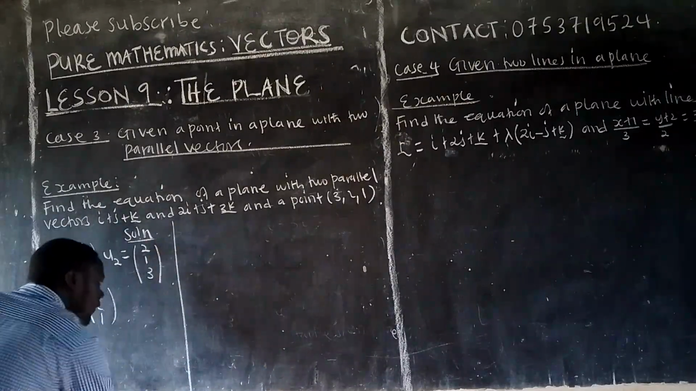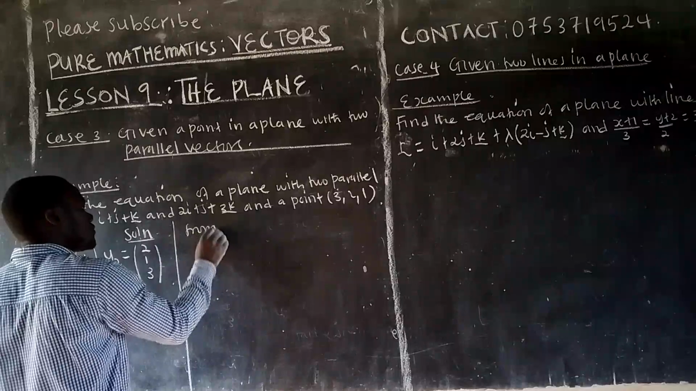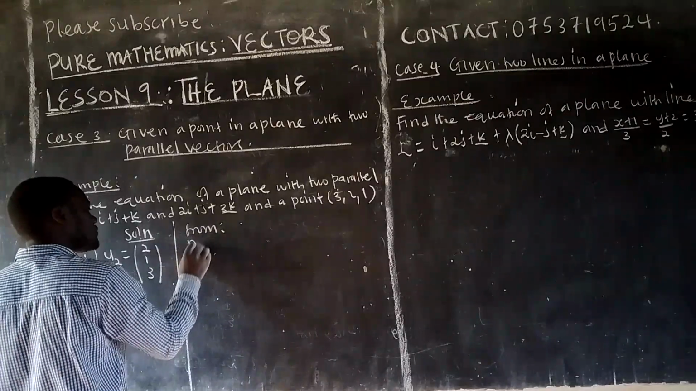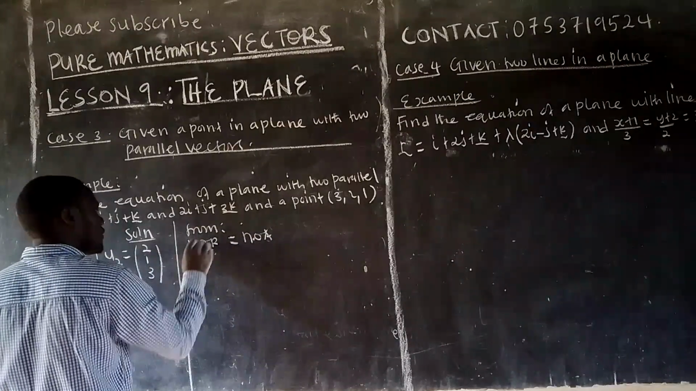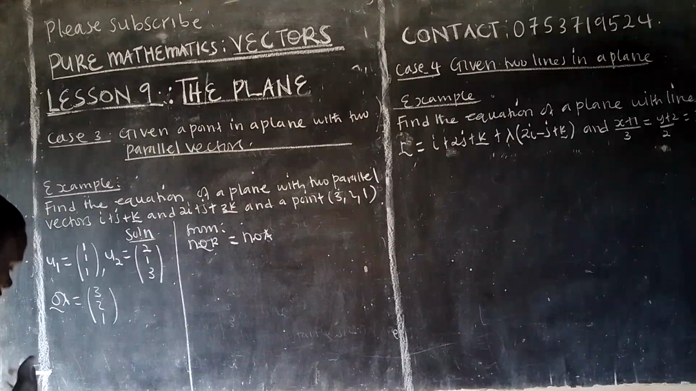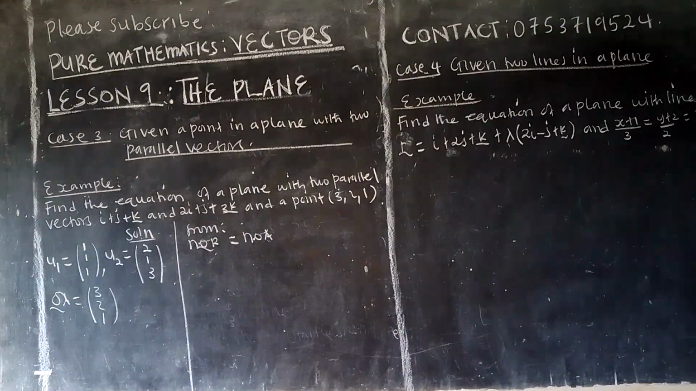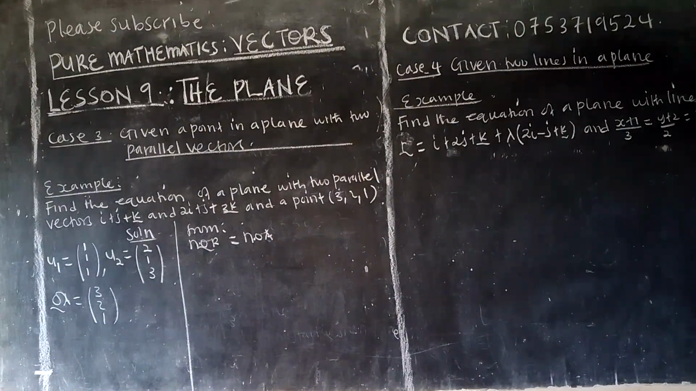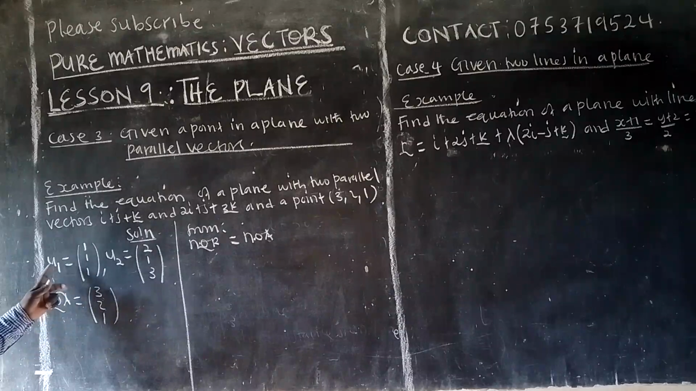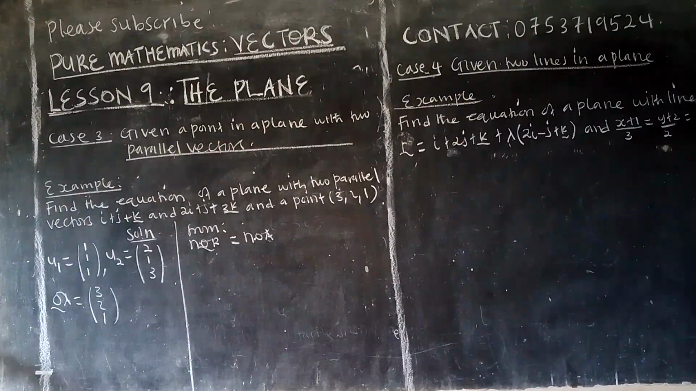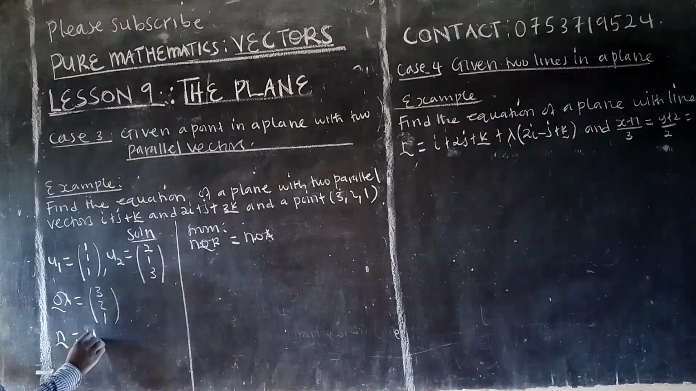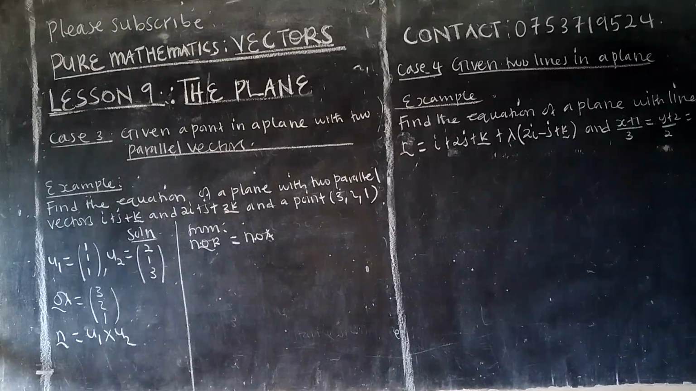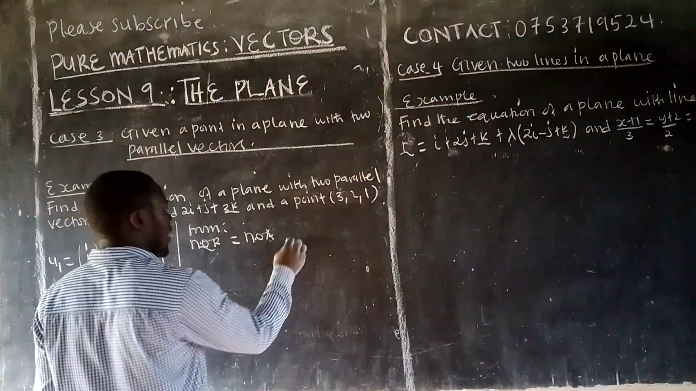Then we shall now say, from n dot r equals n dot a. Remember this always. You must always be remembering that. Now, we need to get the normal vector, but we get it from what I said in lesson 8. In lesson 8, I said that when you cross two parallel vectors, you get a normal vector. So to get a normal vector, we shall cross the two parallel vectors. u1 cross u2 will give us a normal vector.